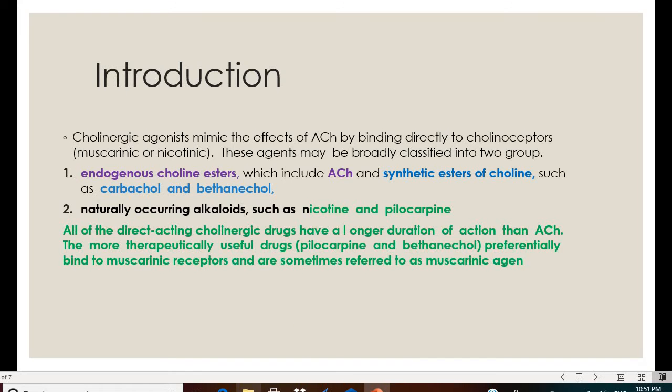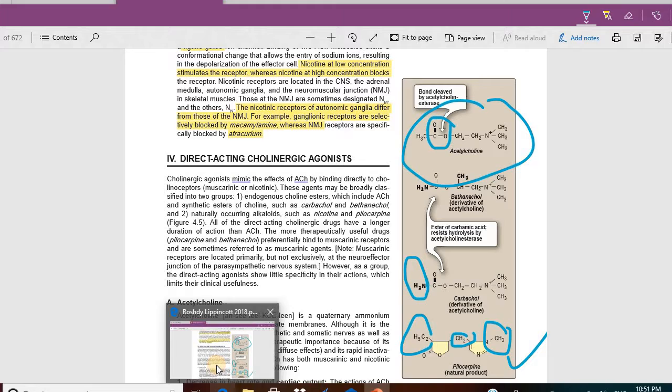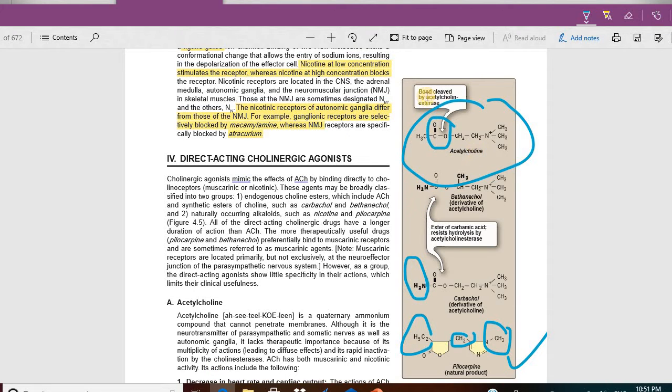I'm going to show you the structures of choline esters. This is the choline ester and the acetylcholine structure, which includes carbachol and bethanechol, and this is the naturally occurring compound, pilocarpine. You can see here this is acetylcholine, a quaternary ammonium compound, and this is the point where acetylcholinesterase cleaves the acetylcholine. The derivative of acetylcholine is bethanechol, where a methyl group is attached at the second carbon.